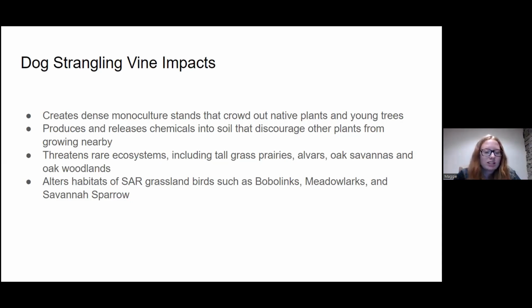And because of its invasive tendencies, and the habitats it prefers, it threatens rare ecosystems. So ecosystems like tallgrass prairies and alvars and savannas. And it's also a threat to the habitats of species at risk, grassland birds like bobolinks and meadowlarks. It quite often can take over fields that these grassland birds nest and forage in.